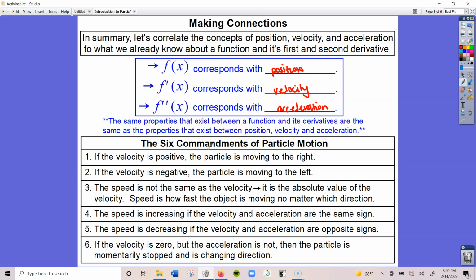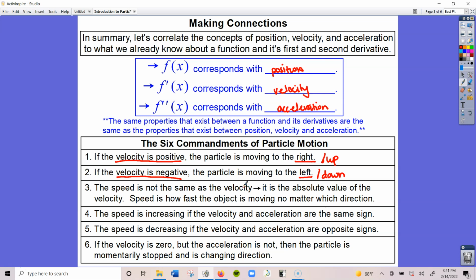Velocity gives the direction of the particle. Remember that our particles are either only moving left and right or up and down, but most of the time it's horizontal. If the velocity is positive, this means that the particle is moving to the right. Or if we are told that the particle is moving along a vertical axis, then it would mean that the particle is moving up. If the velocity is negative, then that means that the particle is moving to the left. And again, if it was on a vertical axis, that means that it's going down.